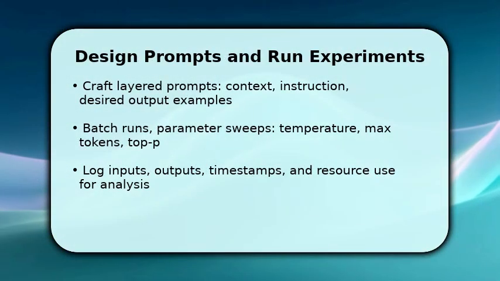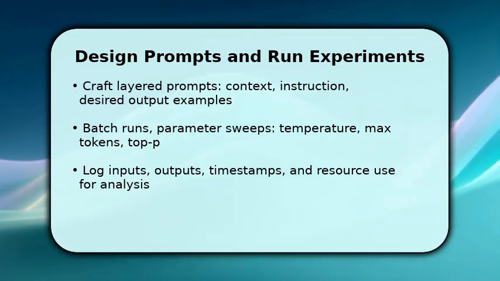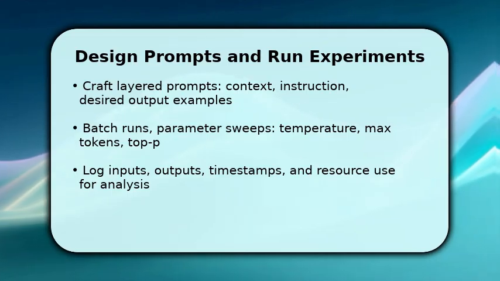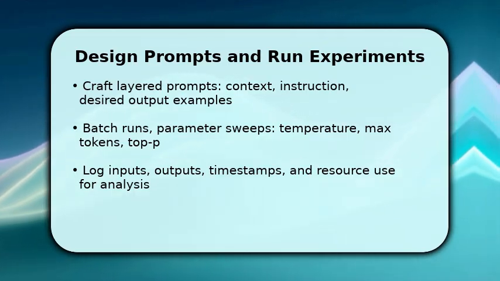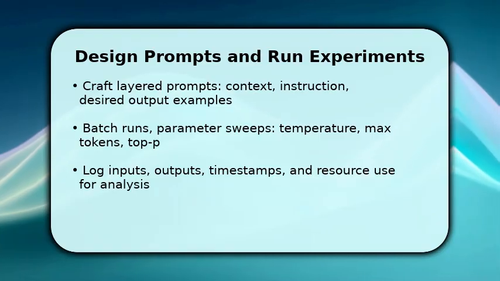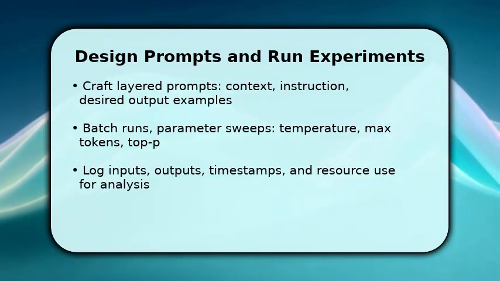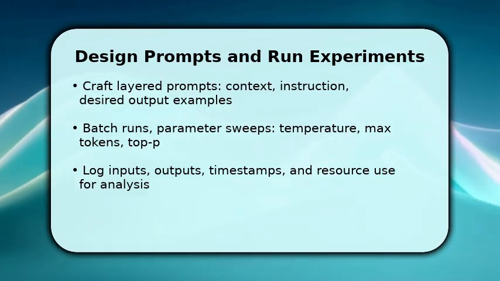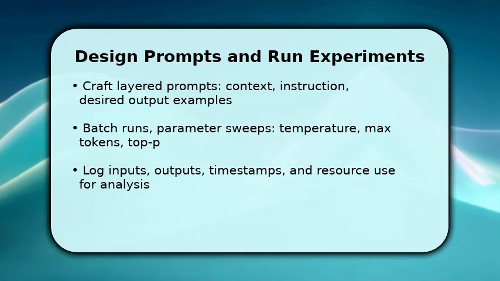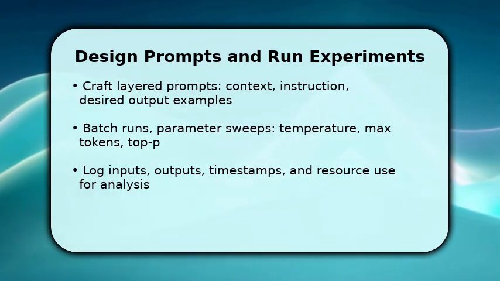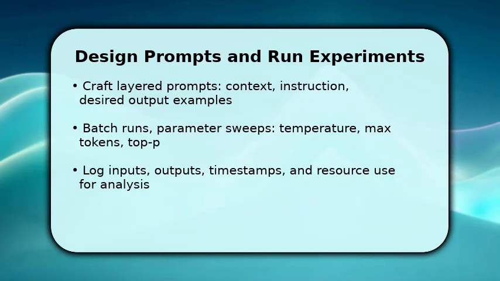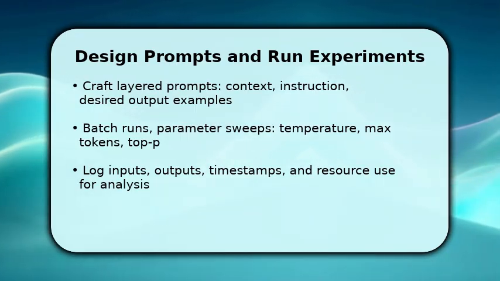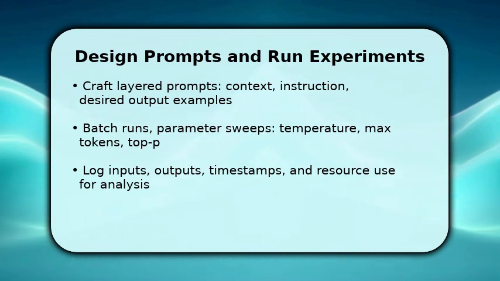Now you design prompts that guide Gemini precisely, provide context, a clear instruction, and 1 or 2 exemplar outputs to shape style. Run batch experiments and parameter sweeps, vary temperature, max tokens, and top P to explore behavior systematically. Once started, monitor progress and collect logs for each run, recording inputs, outputs, timestamps, and resource usage so you can compare outcomes. This disciplined approach reveals which prompt structures and parameters produce the most reliable research-grade answers.